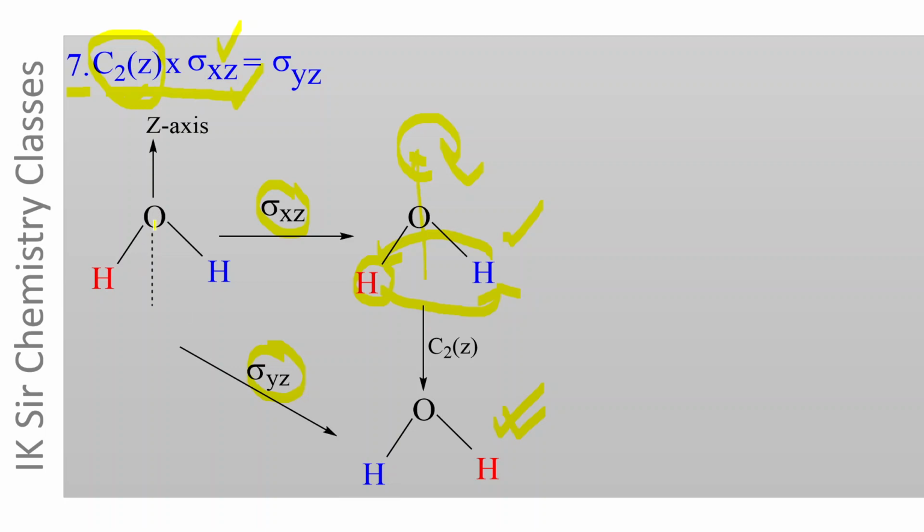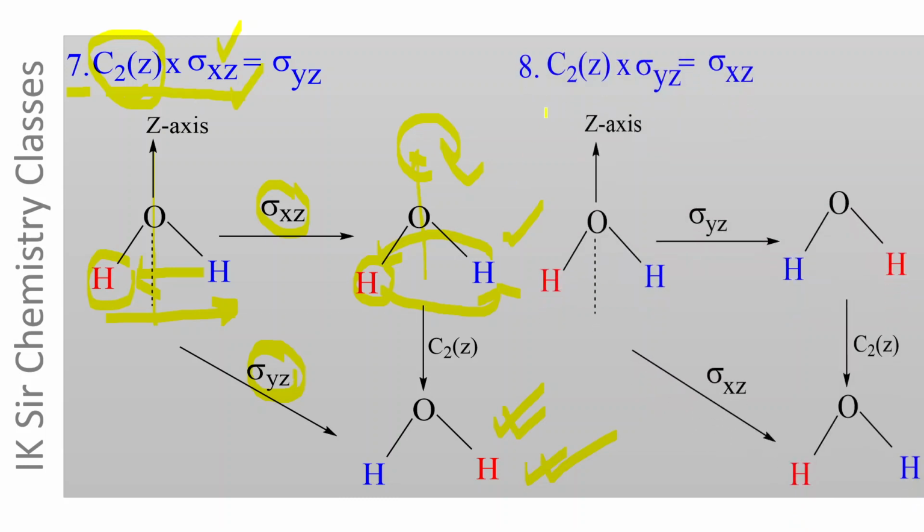If this H2O molecule is reflected through yz plane, its reflection will be obtained here and its reflection will be obtained here, and the net result is given here. Thus, the product of sigma xz and C2z symmetry operations is nothing but sigma yz.